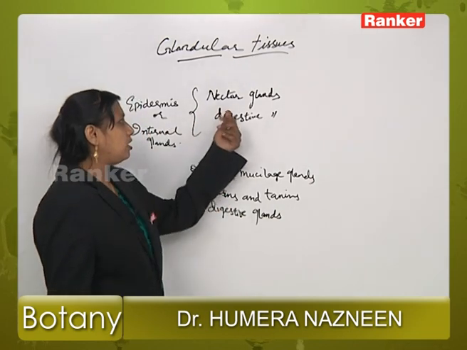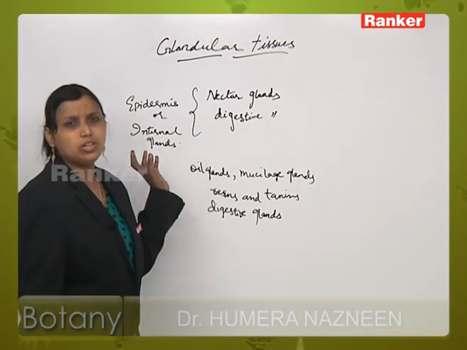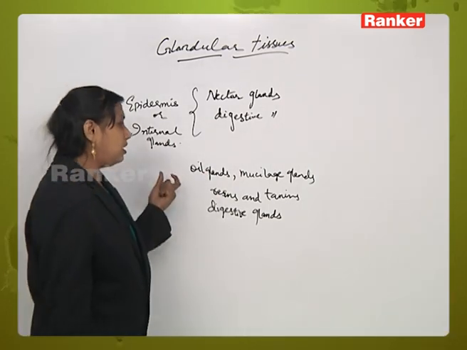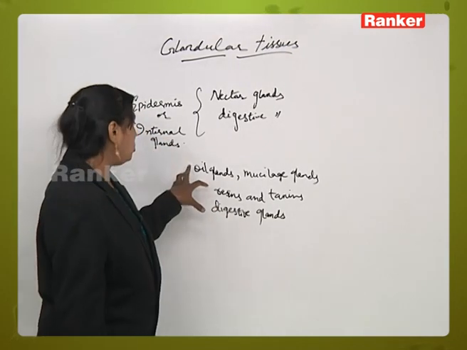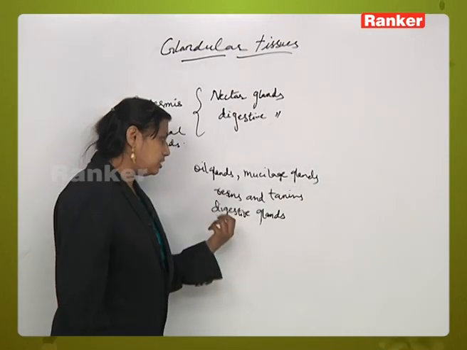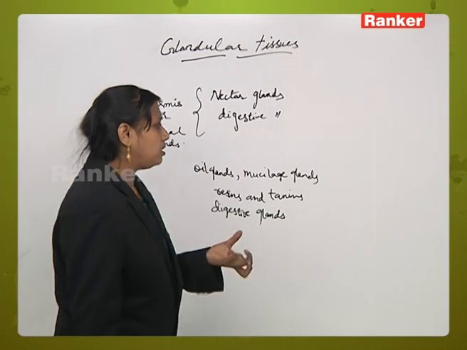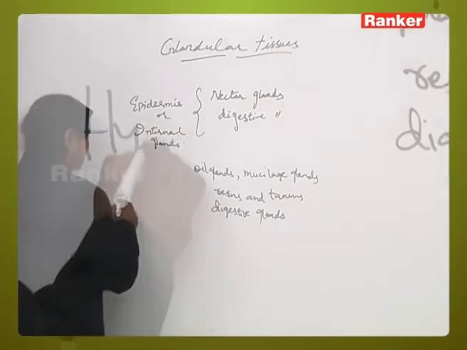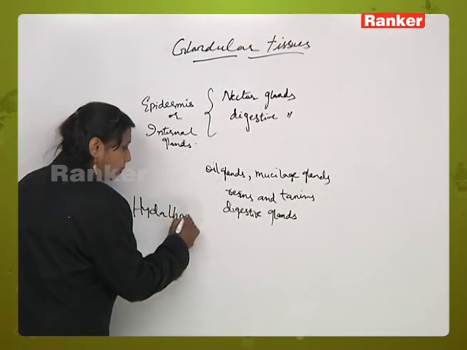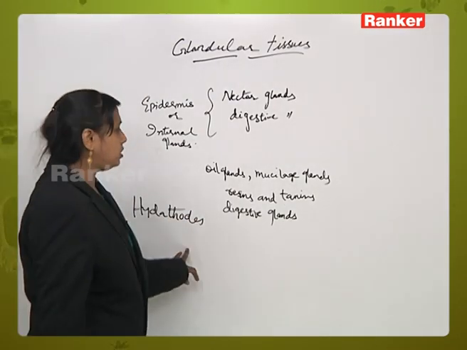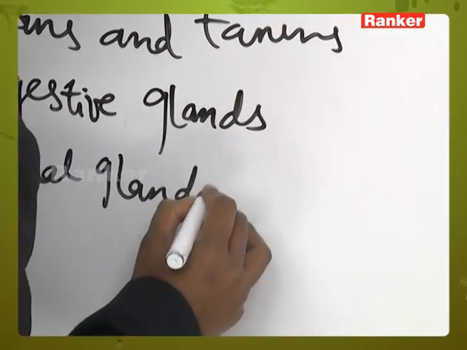For example, we have nectar glands and digestive glands which are seen in the epidermis, and other glands which are also called internal glands. We also have oil glands, mucilage glands, resins, tannins, and digestive glands which secrete some enzymes. Here we also have a structure called hydathodes. Hydathodes are a type of tissue located in the internal glands.